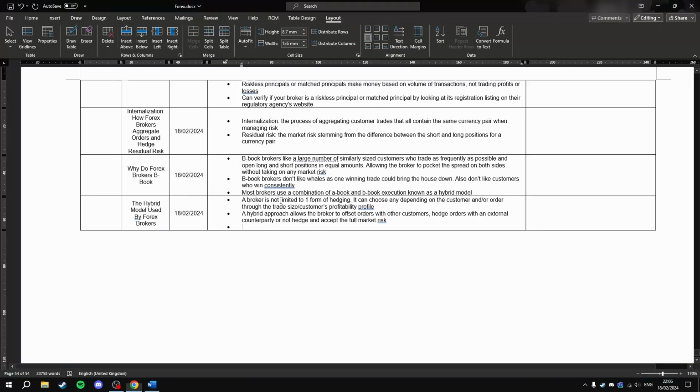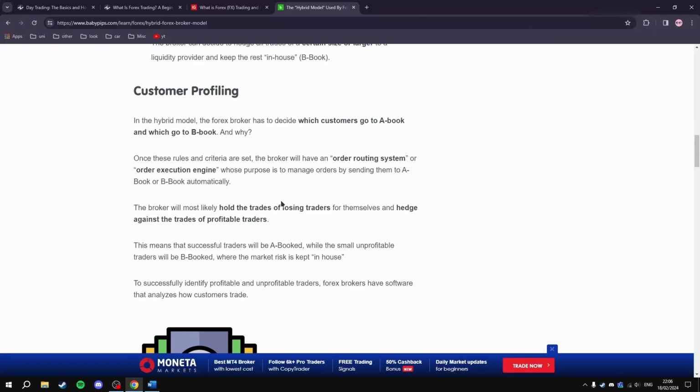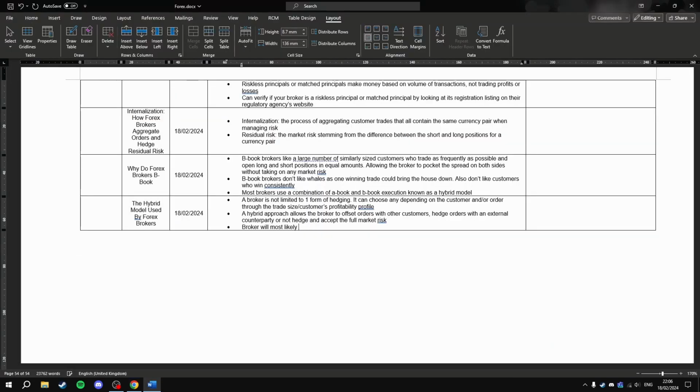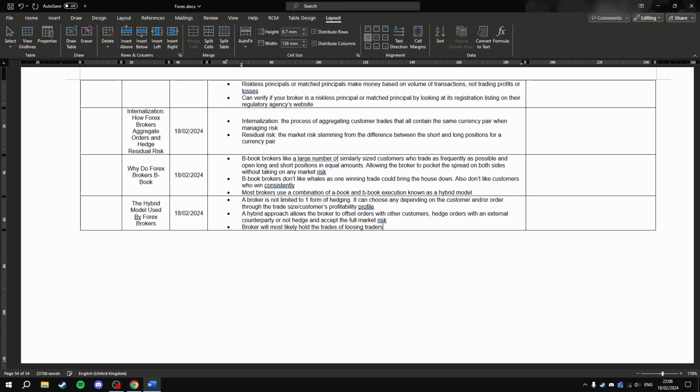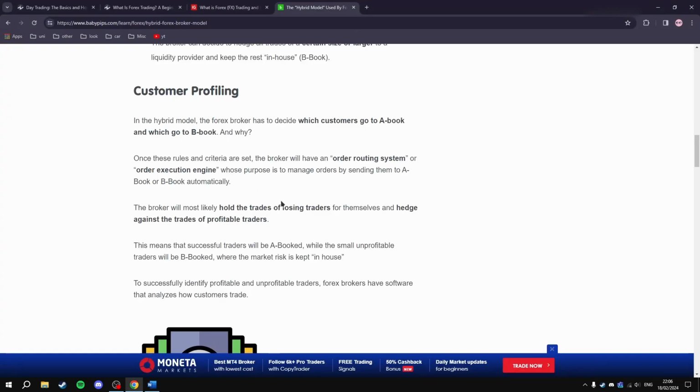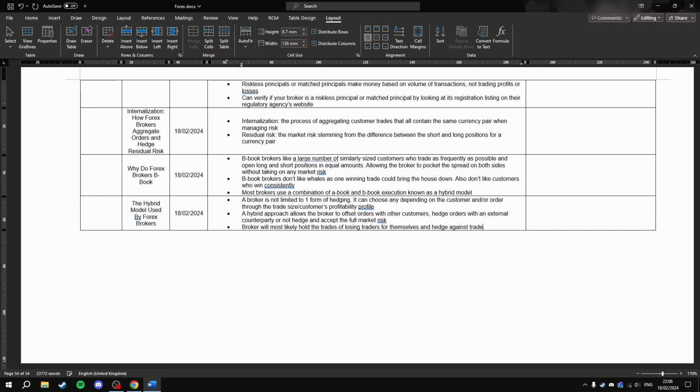So, the broker will most likely hold the trades of losing traders for themselves and hedge against profitable traders.